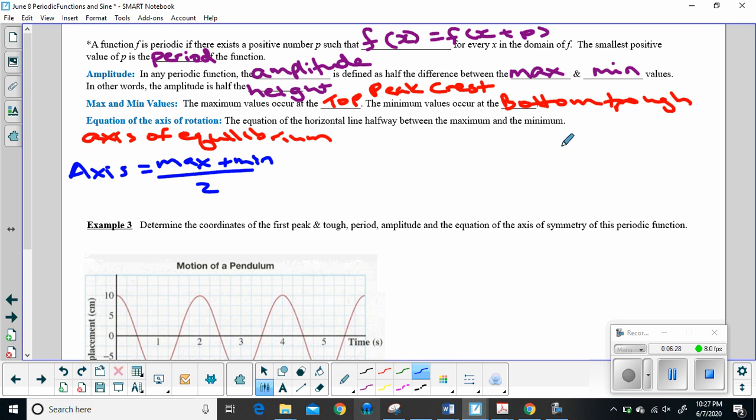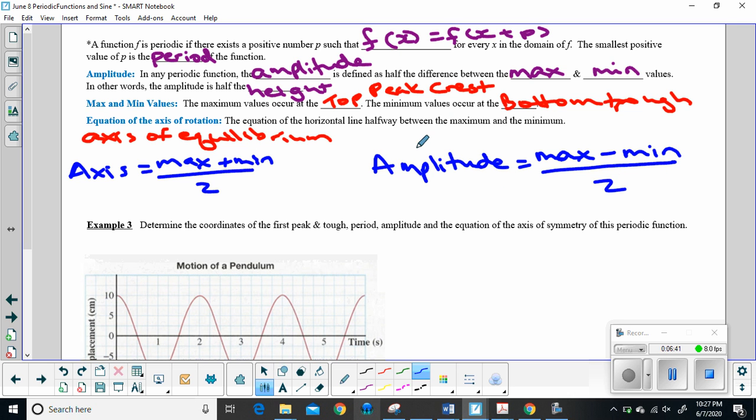Your amplitude is almost the exact same equation. So it's going to take your maximum minus your minimum, because it's the difference, divided by 2. So your amplitude is your difference, your axis is your average. So what does that look like?